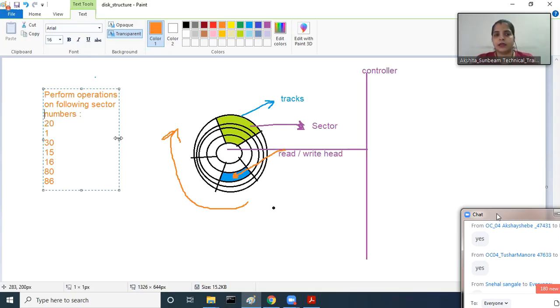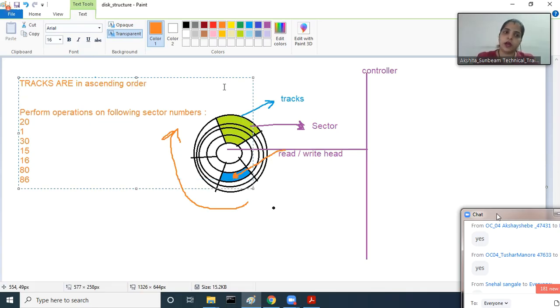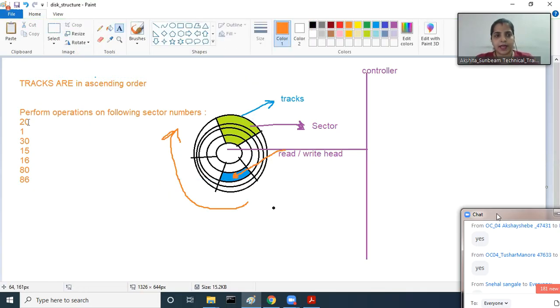And as I say, disk is basically given in contiguous tracks. ऐसा ही होता है ना, पहला track 1 रहेगा, फिर track 2, track 3. Everyone, do you agree? ऐसा तो नहीं होगा track 10 बीच में आ जाएगा. No, the tracks are in ascending order, right? तो अगर मैं बोलती हूँ जो पहला ट्रैक आया मैं पहले वो रीड करूंगी, then obviously first it will go to track 20, then 1, then 30, then 15, then 16, then 80, then 86. This is what I have decided.